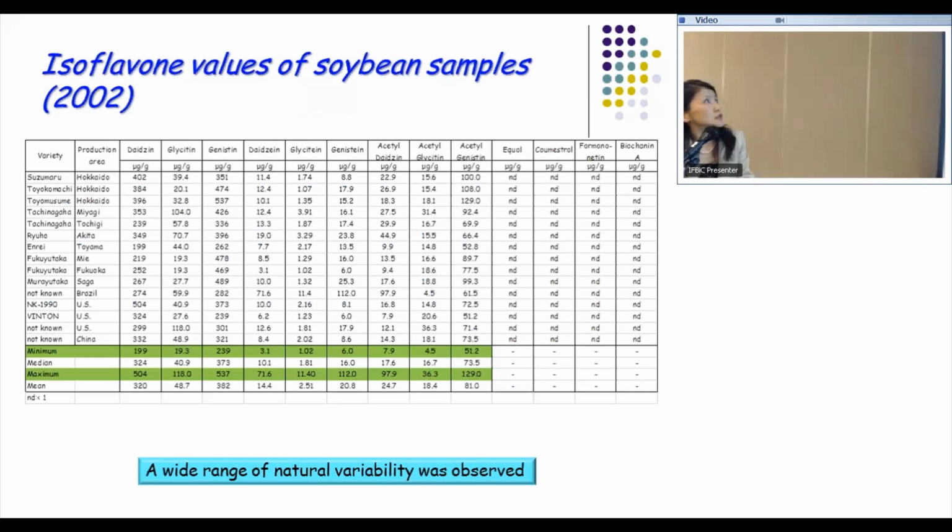Also, this shows the isoflavone values of soybean samples, and I highlighted minimum values and maximum values. It is obvious that there is so much difference between minimum and maximum values, and we can see that in some cases the maximum values are more than 10 times the minimum values, and we can see the wide range of natural variability in many analytes.